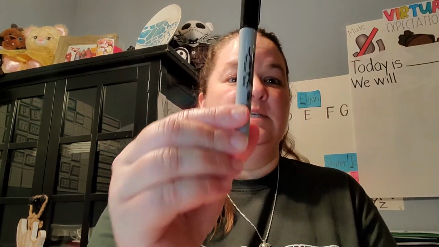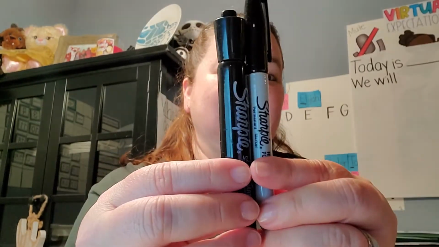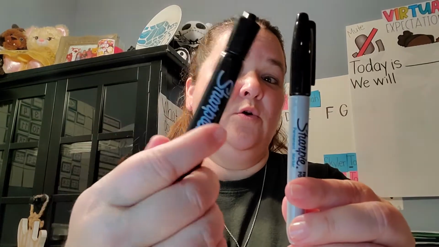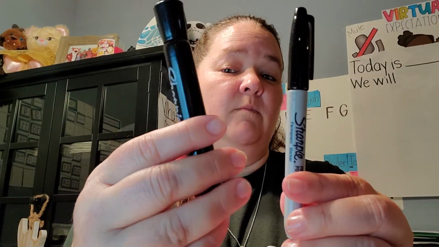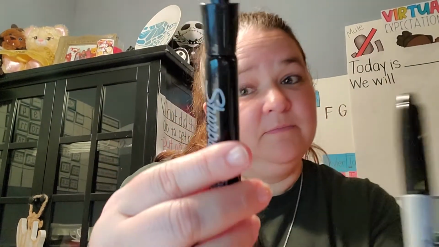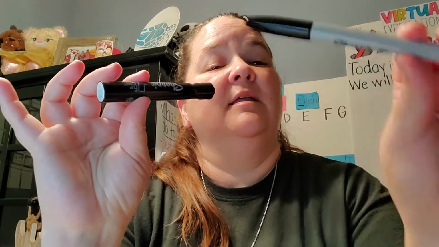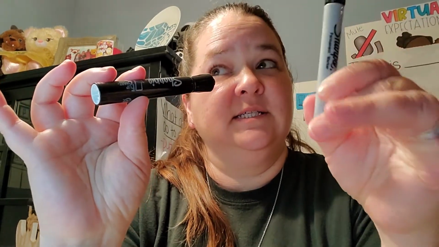We can also compare thick and thin with this marker. This marker is thin, and this marker is thick. This is thicker, it's wider. There's more to it. It's more round. This one is thinner. It's skinnier.